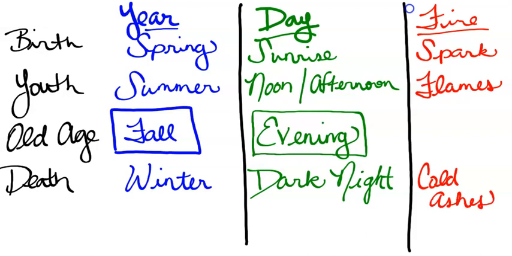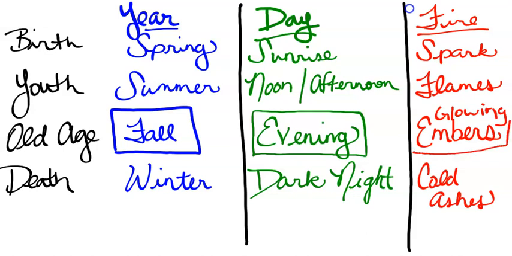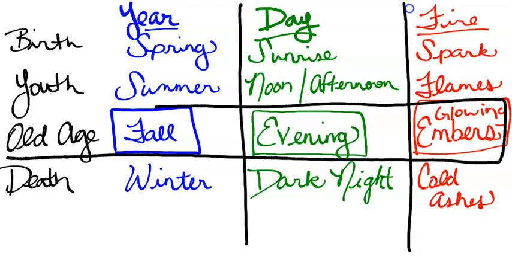So if it has to be between the flames and the cold ashes, we don't want it to be completely gone. But guess what? Whenever you have those embers in a fire, and you have that glow, and I'll even put glowing, the glowing embers, that's where he is. That's how he describes himself in terms of a fire. So with all of these metaphors of the year, the day, and the fire, we get that he's in that old age, right? That's what he's trying to say about himself from those metaphors.